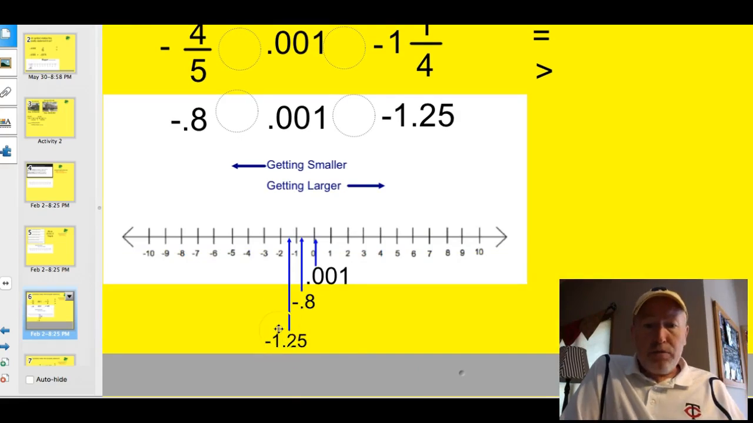So I scroll down here. So here's negative 1.25 here. I'm going to move that over just a touch. It's a little bit closer to 1 than it is 2. It's a negative 1.25, it's a negative 1 1/4. Negative 0.8 would be right here, almost to negative 1. And then 0.001, it's just a thousandth greater than 0. But it's the largest. This one here is the largest. This one here is the smallest. This one's in between. So they're ordered from least to greatest. Always least to greatest on the number line.